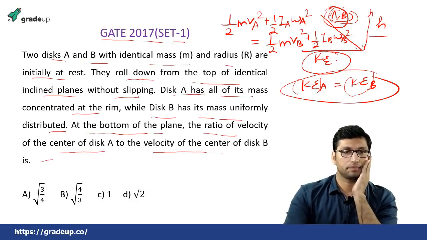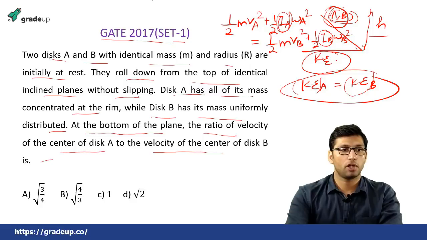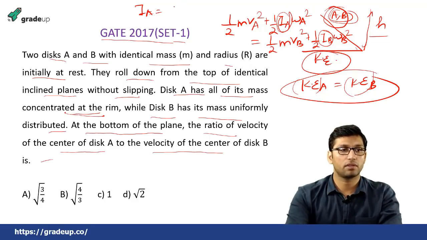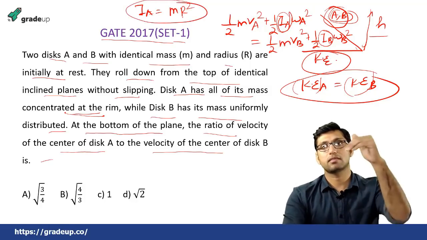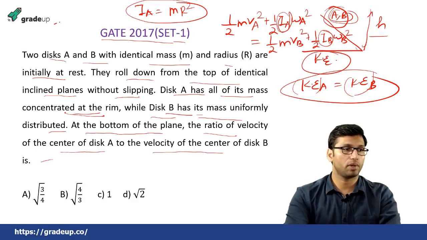Now what you have to do is, first you need to find the moment of inertia of body A and body B. Since it is given that the mass is concentrated at the rim in disk A, the moment of inertia for disk A will be equal to mr square, because it is a concentrated mass. And for the second disk B, the mass is uniformly distributed, so the mass moment of inertia for this will be equal to mr square by 2.